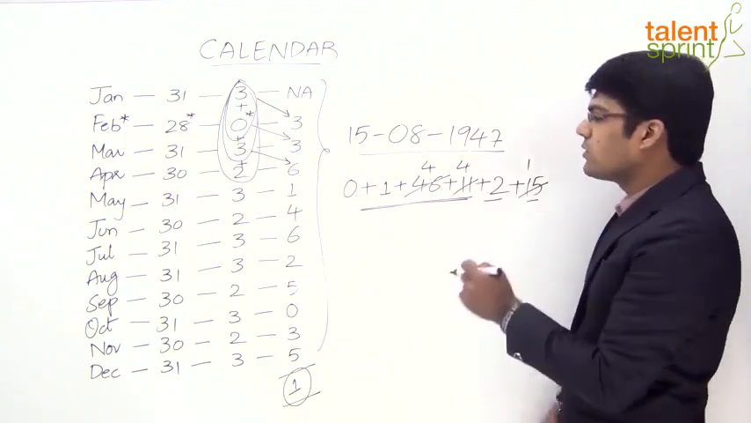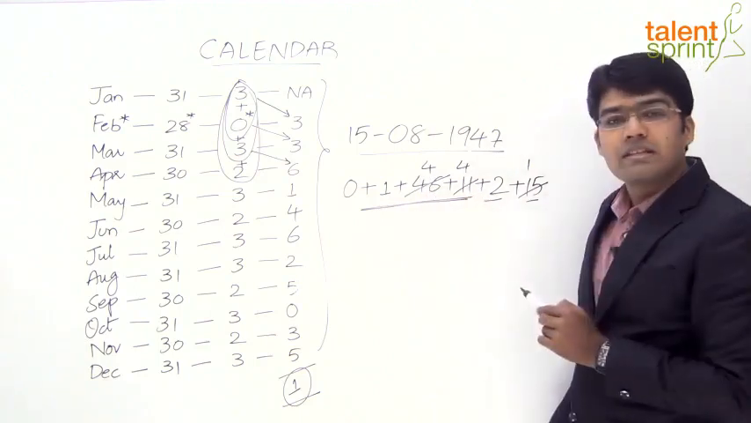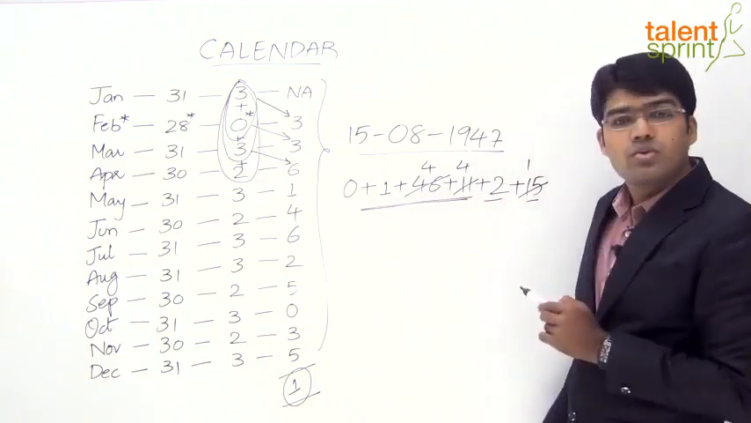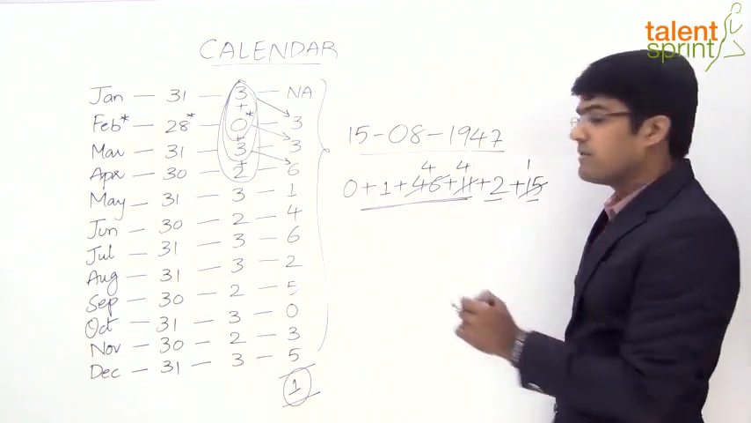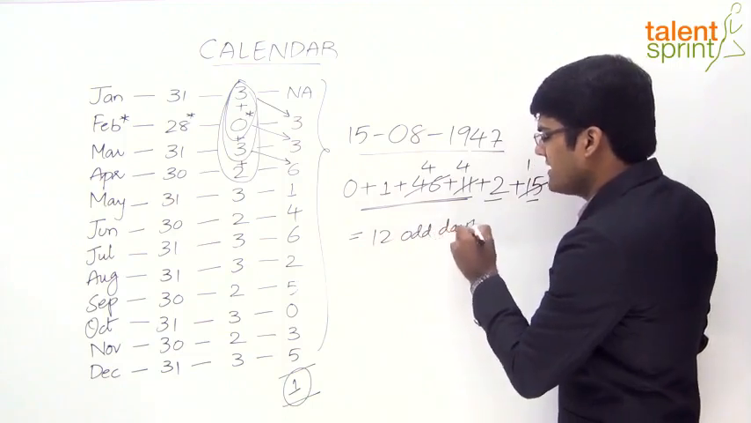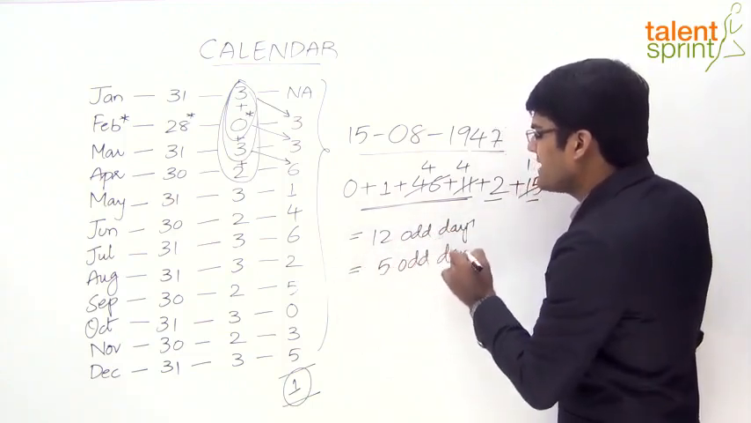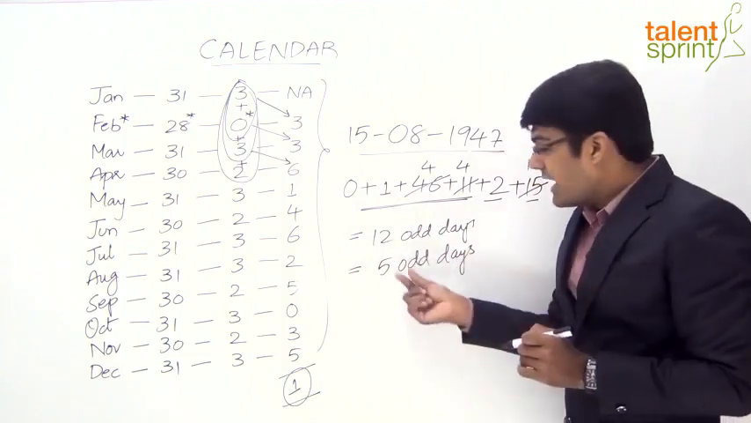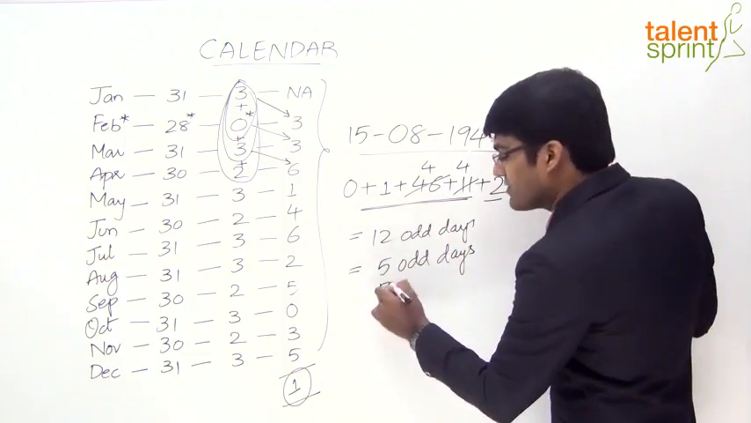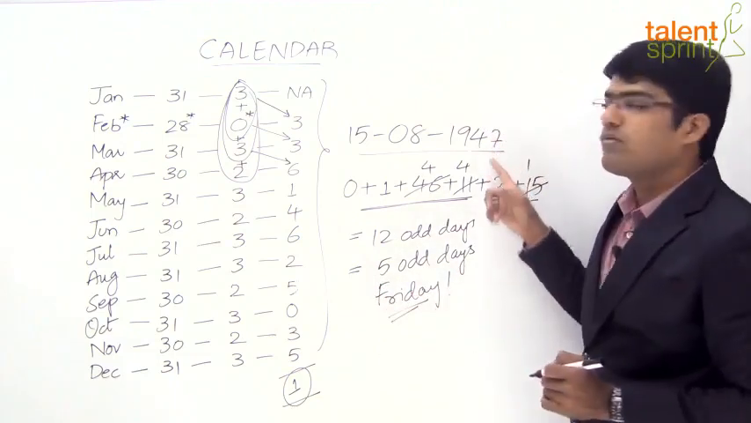Now add and find out the total number of odd days. 1 plus 4, 5. 5 plus 4, 9. 9 plus 2, 11. 11 plus 1, 12. So total 12 odd days. But 12 odd days is equivalent to 5 odd days, because 12 odd days can be taken as 1 week plus 5 days. And what does 5 indicate? Friday. So we can say that 15th August 1947 was a Friday.